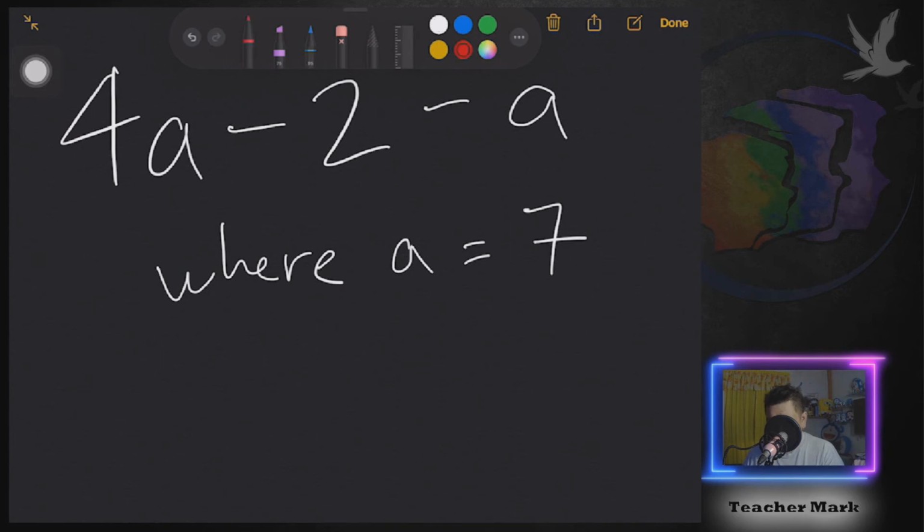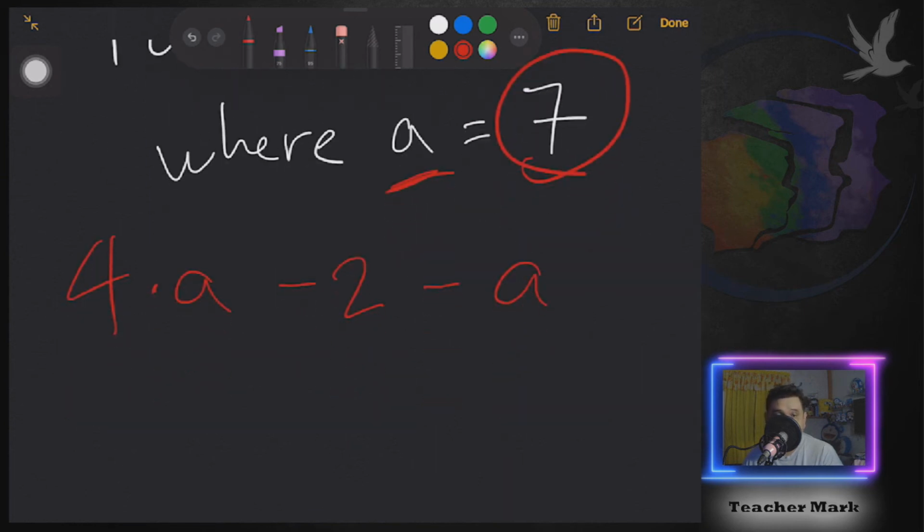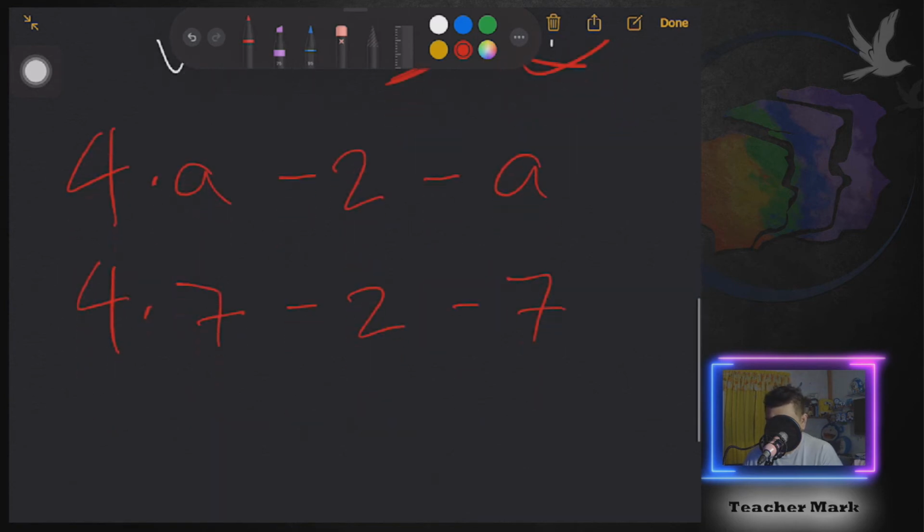So then again, we now have the value of a, which is equivalent to 7. All we have to do is to rewrite the value and substitute the value of a. So we have 4a, which means 4 times a minus 2 minus a. We are now going to substitute the value of a, which is 4 times 7 minus 2 minus 7. Okay? So how do we do this now? What's 4 times 7? 4 times 7 is equivalent to 28. Minus 2 minus 7.